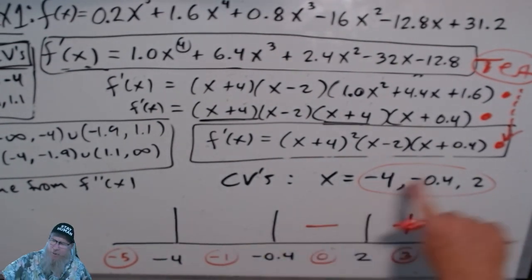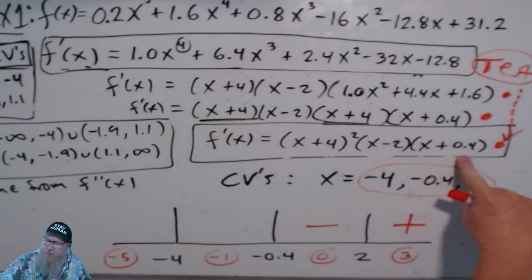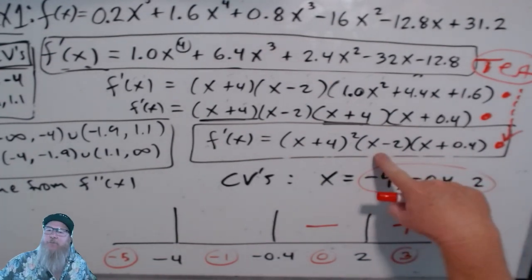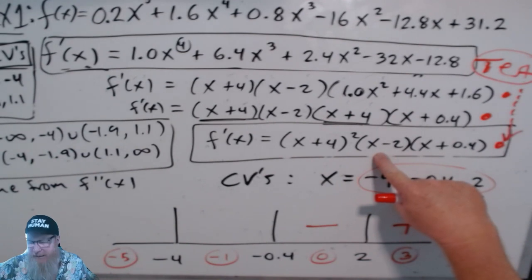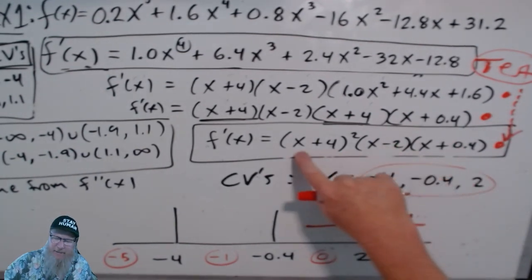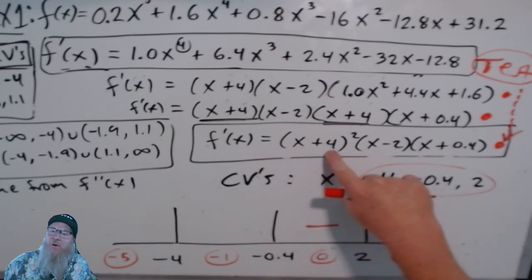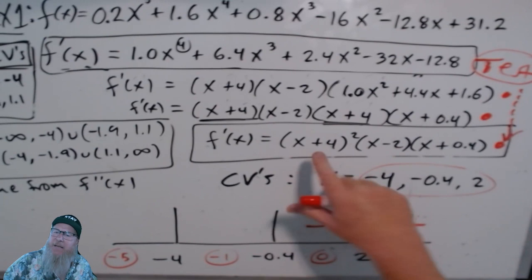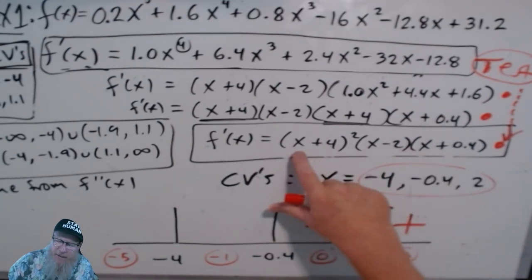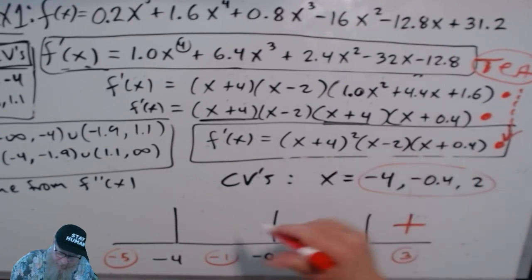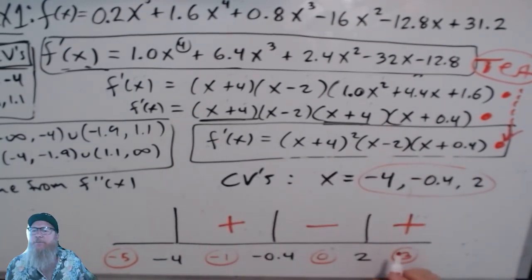All right, let's try -1. -1 plus 0.4, that's negative. -1 minus 2, that's negative. So far you've got 2 negatives. -1 plus 4 is positive 3, squared is positive. Positive 3 squared is 9. It's positive, so this is positive. That's negative, that's negative. So 2 negatives, 1 positive. So that's positive.